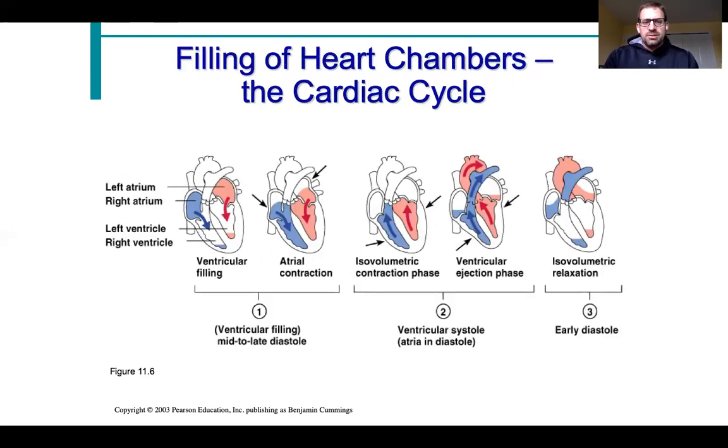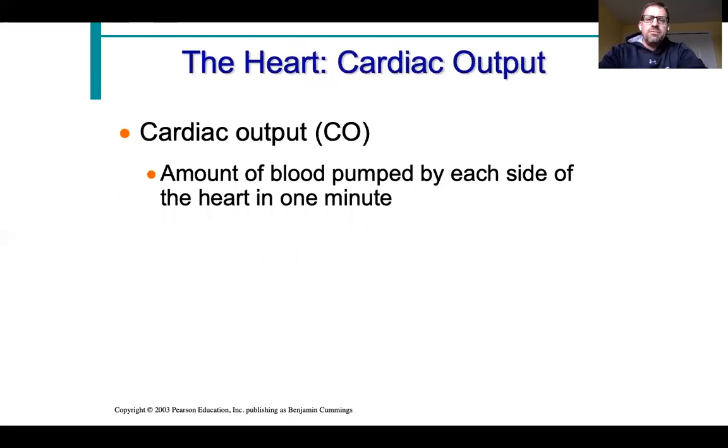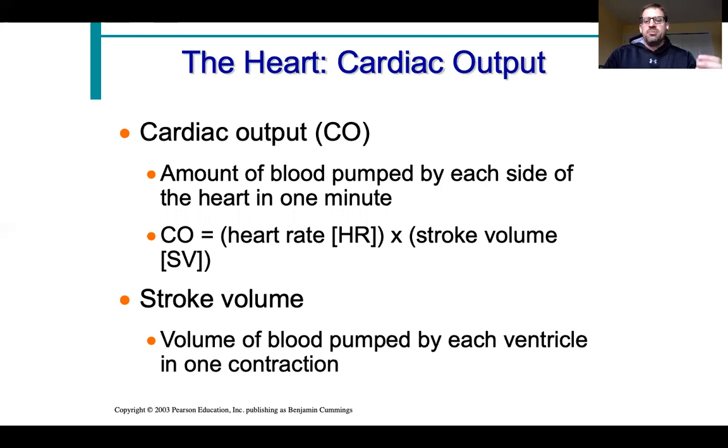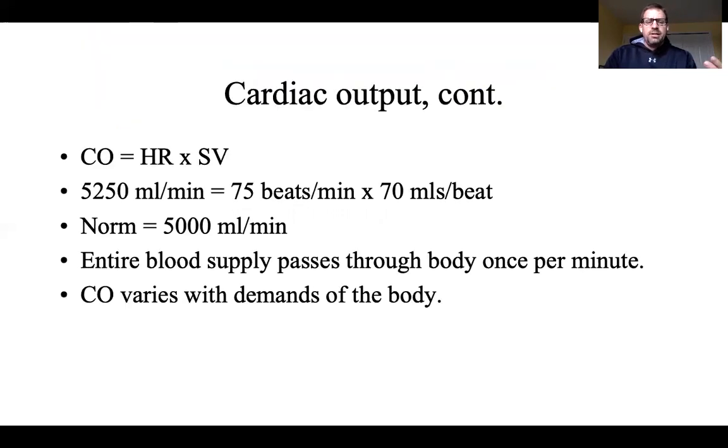So the cardiac cycle consists of the atria contracting and filling the ventricles, then the ventricles contracting and forcing blood out into the blood vessels, then the atria filling again as the blood returns to the heart. So to see whether the cardiac cycle is functioning properly or not, doctors can measure your cardiac output, which is the amount of blood pumped by each side of the heart in 1 minute. And it can be calculated very easily by taking your heart rate times your stroke volume. And your stroke volume is the volume of blood pumped by each ventricle in one contraction. Okay, so to calculate cardiac output, you take the heart rate times stroke volume.